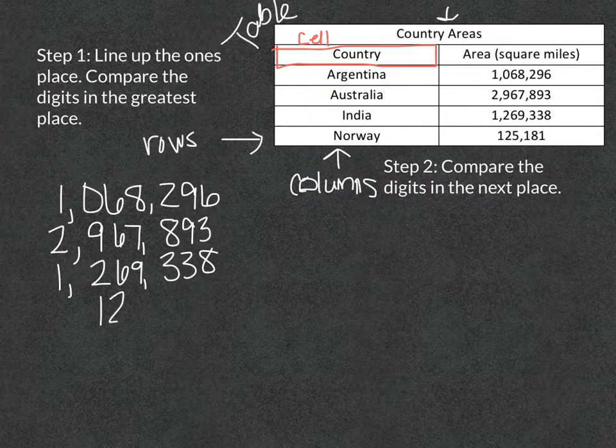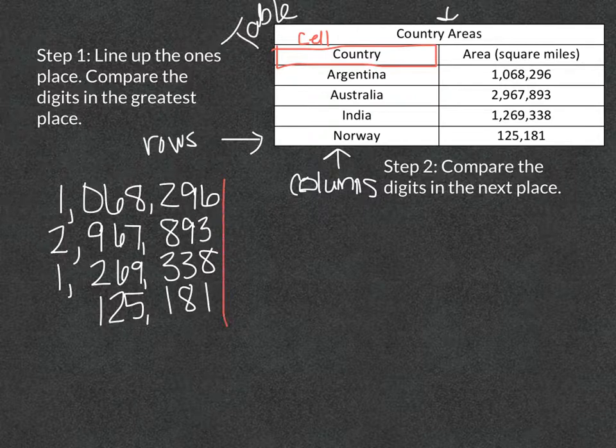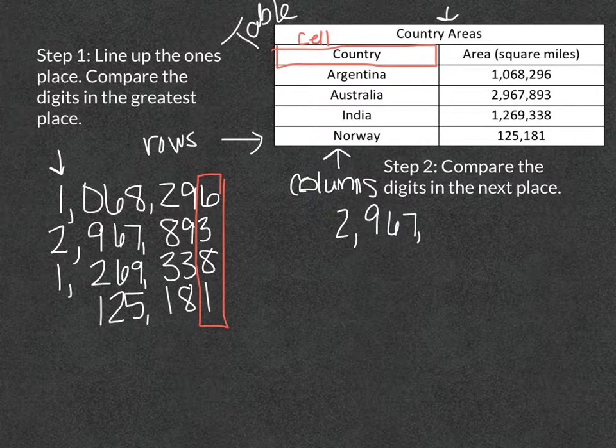Then I have 125,181. Okay, so I lined up so that all my ones digits are lined up, therefore all the others are as well. Step 2 is we're going to compare the digits in the next place. So if I'm starting here, I want to start in my biggest place, so I have 2, a 1, and a 2. So if I'm going from greatest to least, then I know that 2,967,893 is my biggest, my greatest value.